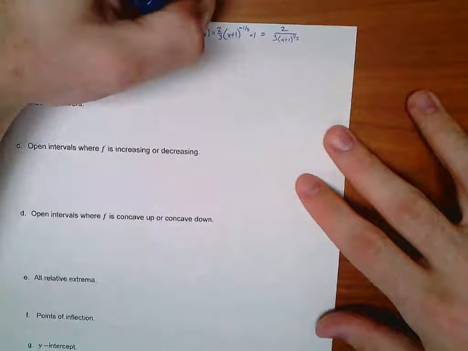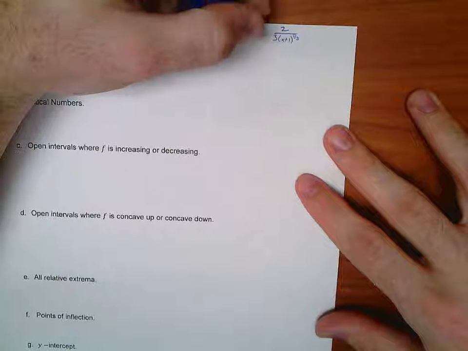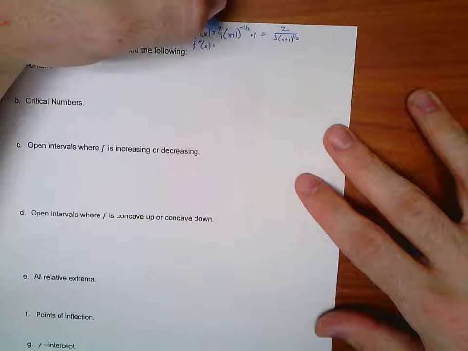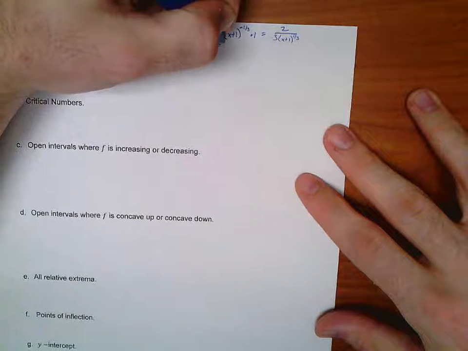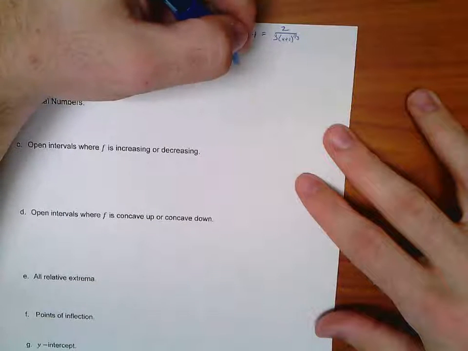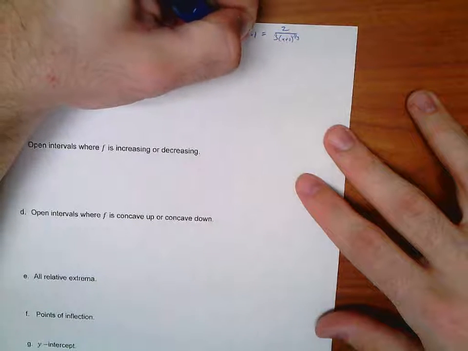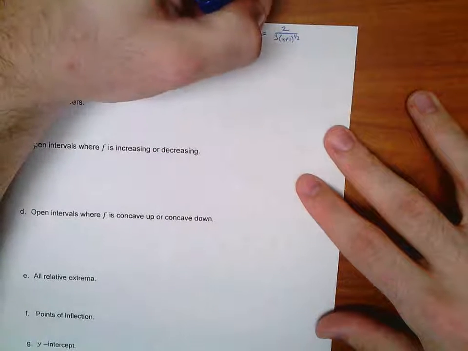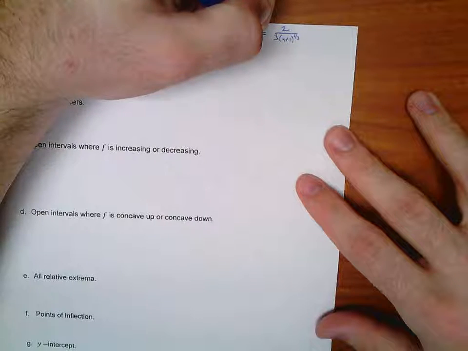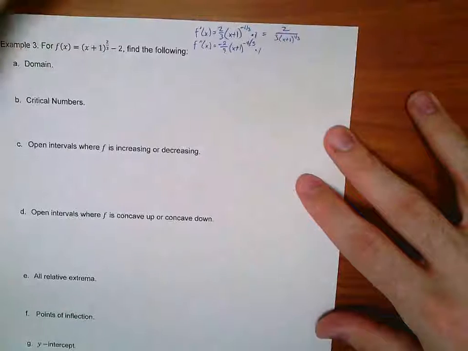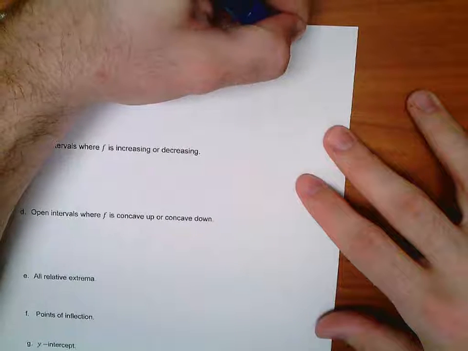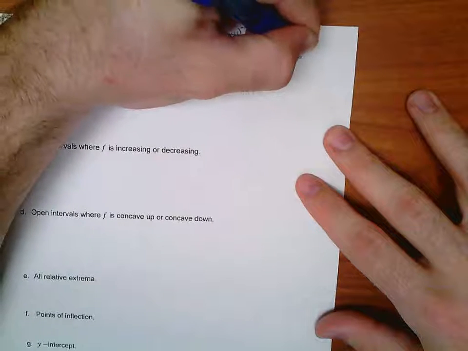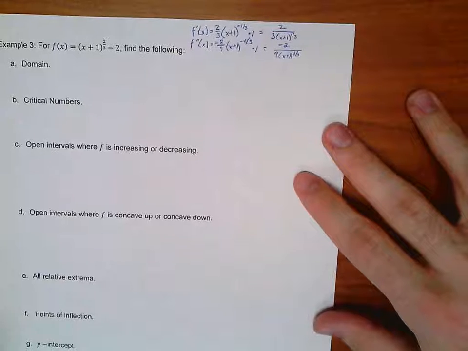And our second derivative, f double prime of x. So keeping in mind what this is, that's going to be 2/3 times negative 1/3, so negative 2/9, (x plus 1) to the negative 1/3 minus 1, so negative 4/3, times the derivative of the inside function, which is 1. So we end up with negative 2 over 9 times (x plus 1) to the positive 4/3 power in the denominator. So there's f prime and f double prime, since we know we're going to need them.